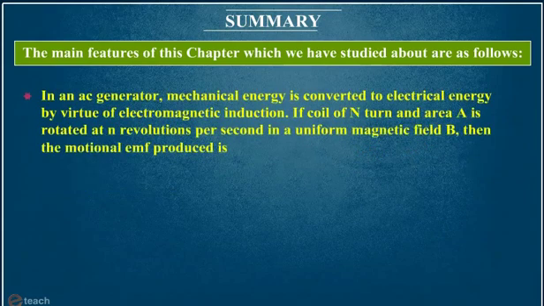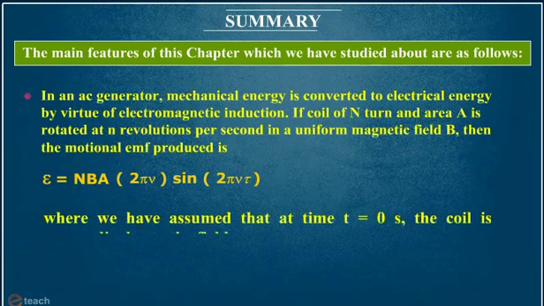In an AC generator, mechanical energy is converted to electrical energy by virtue of electromagnetic induction. If a coil of N turns and area A is rotated at nu revolutions per second in a uniform magnetic field B, then the motional EMF produced is epsilon equals NBA into 2 pi nu sine of 2 pi nu t, where we have assumed that at time t equals 0, the coil is perpendicular to the field.